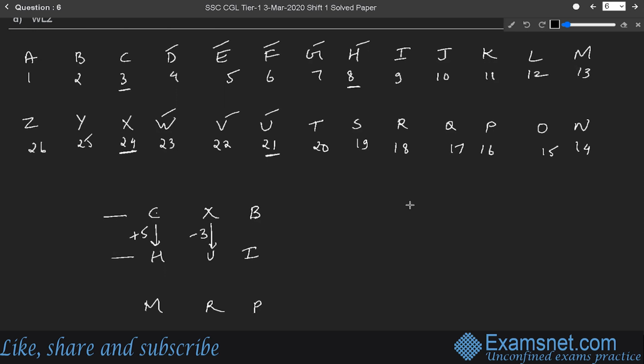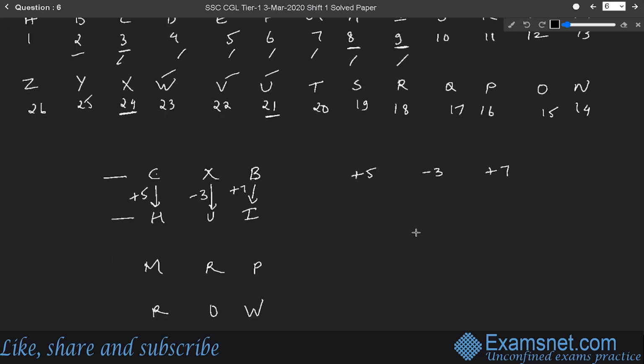Then B and I. So B is present here and I is present here. So we have to add in order to reach from B to I. So 1, 2, 3, 4, 5, 6 and 7. So B plus 7 gives I. So the concept is plus 5, minus 3 and plus 7. We have to add 5 to the first alphabet, we have to subtract 3 from the second alphabet, and we have to add 7 to the third alphabet.